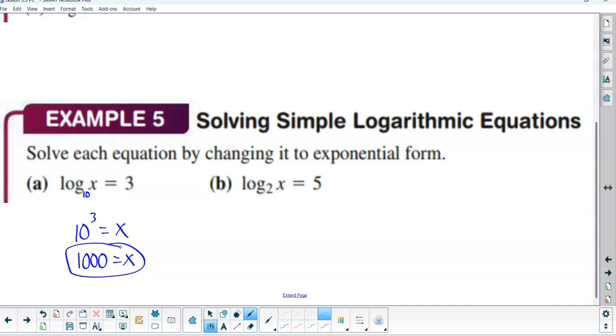Part B, again, we have an x inside of a log. This is not a common log. This is a base 2. So to change this to exponential, we have 2 to the 5th equals x. 2 to the 5th, of course, is 32, which is our result.